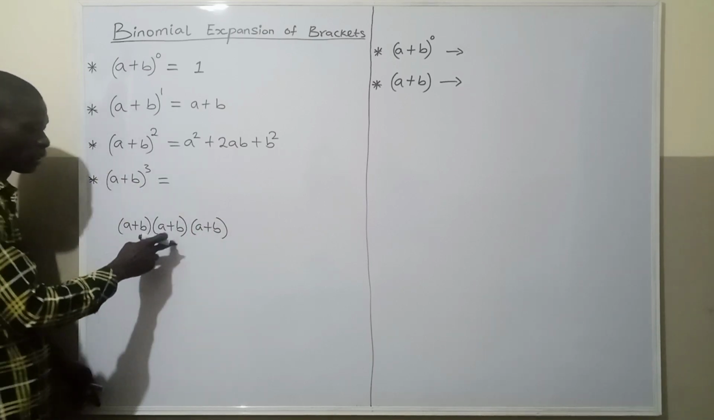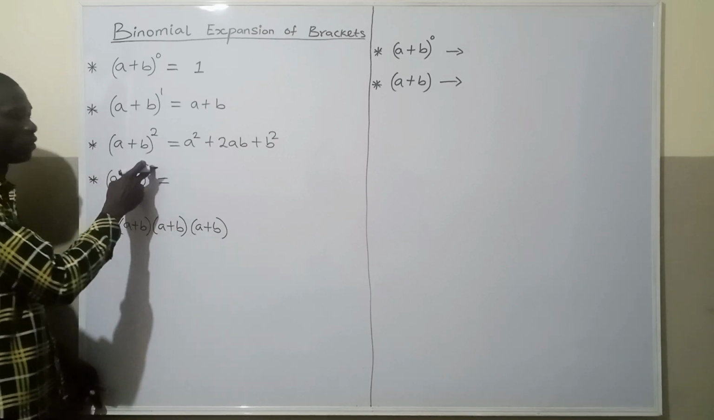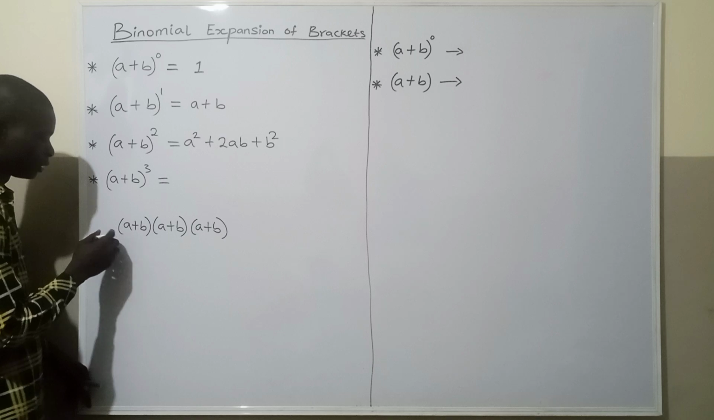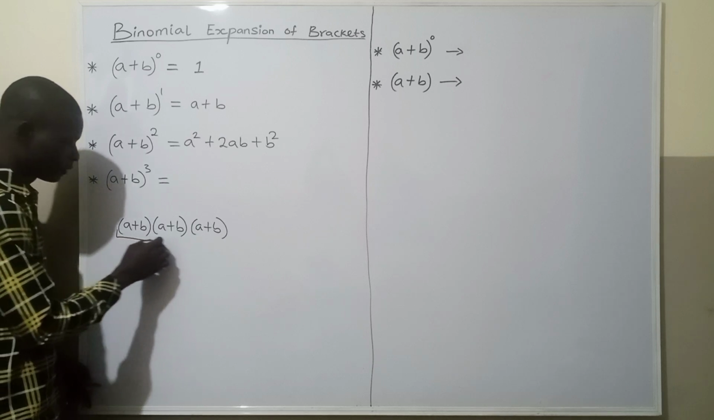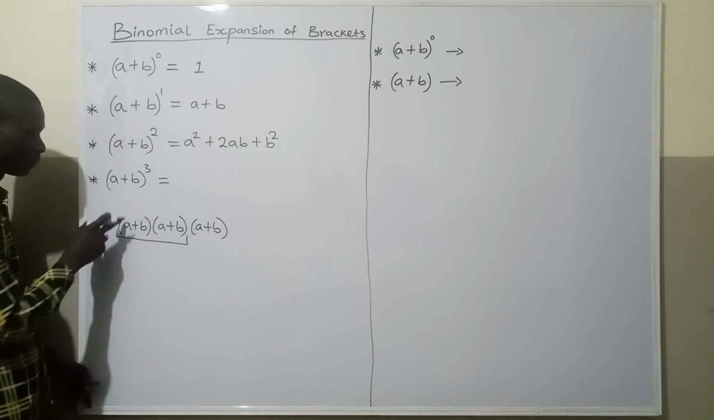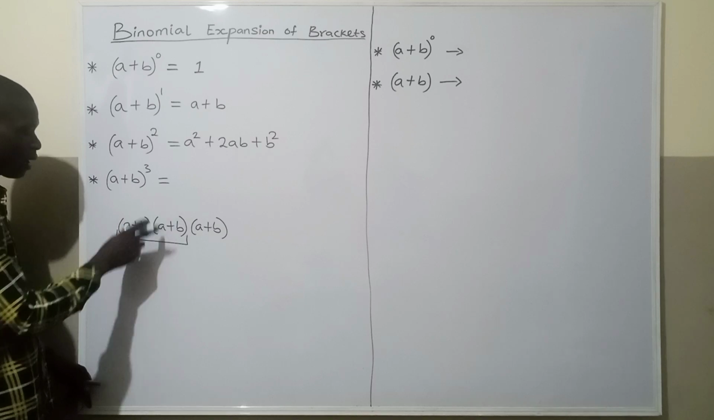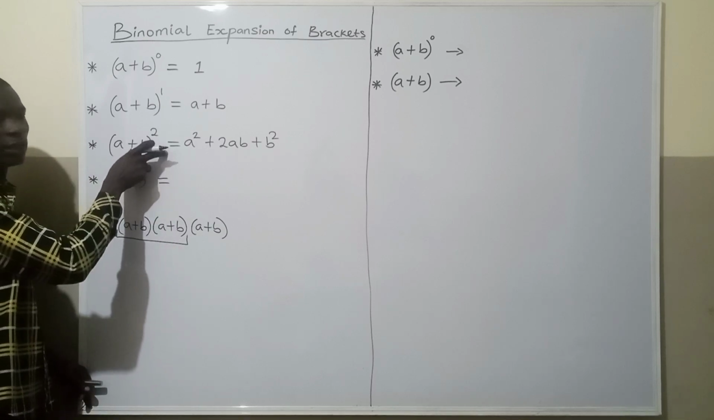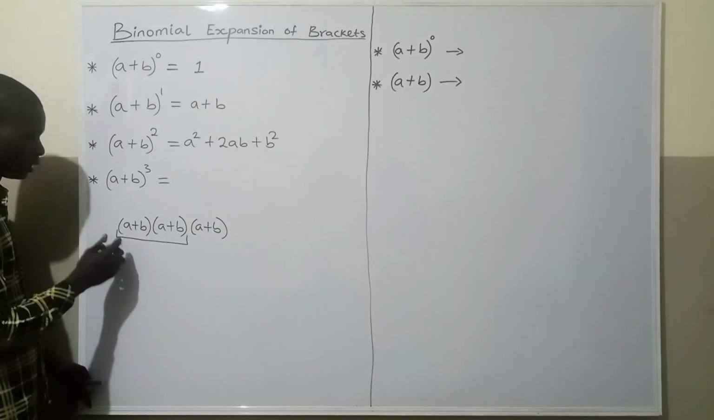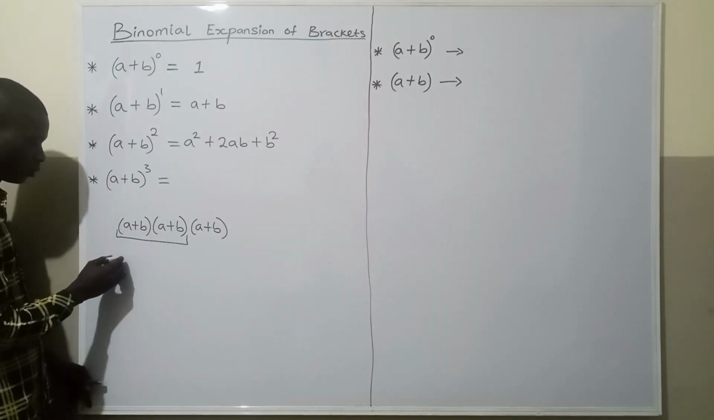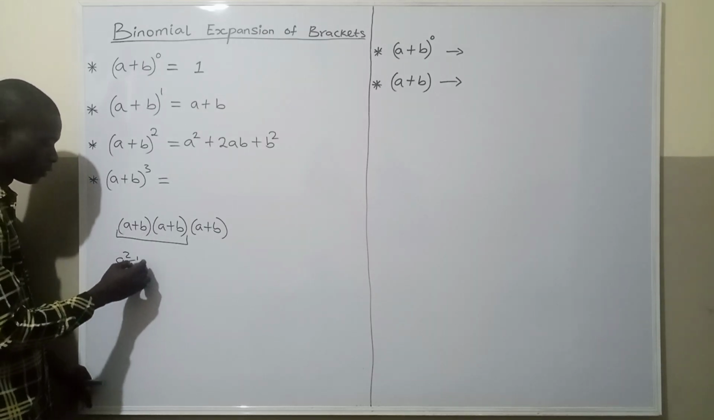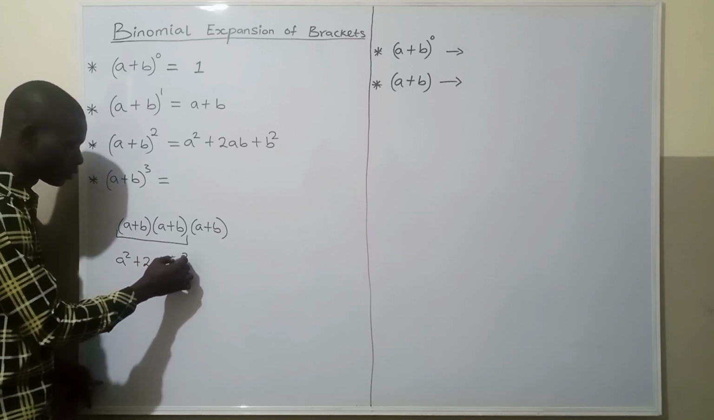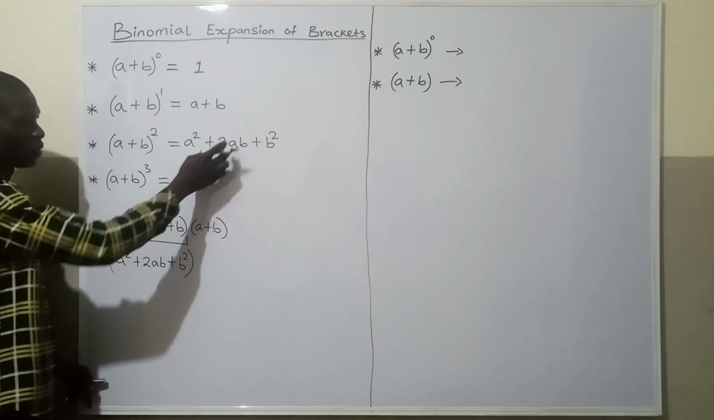So this bracket multiplied by this will give us (a + b) raised to power 3, which is being cubed. The steps to doing this are, first of all, to multiply the first two brackets. When we multiply these first two brackets, we'll see that it's exactly the same thing as what we had earlier, which is (a + b) squared. And when we expand this, we'll come up with a squared plus 2ab plus b squared in bracket as we have it here.